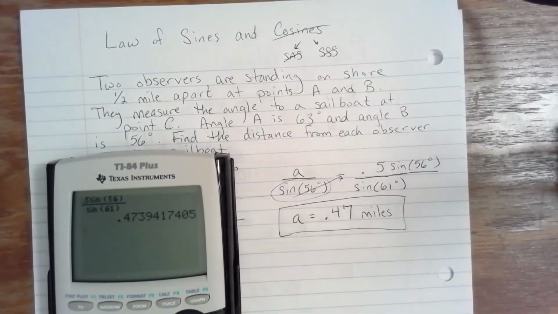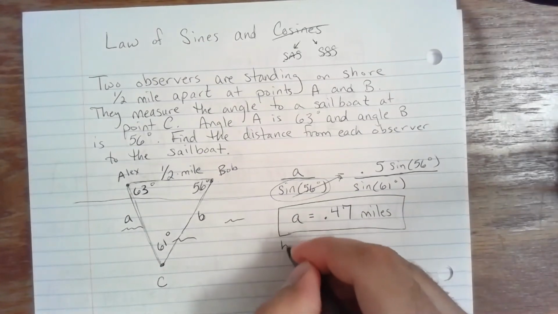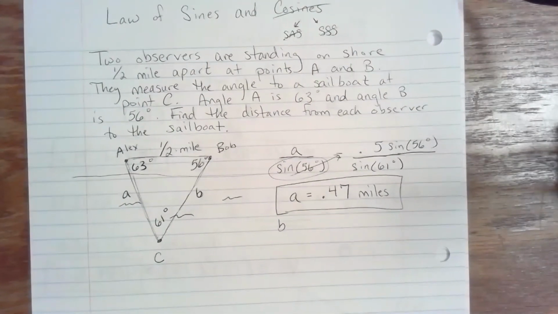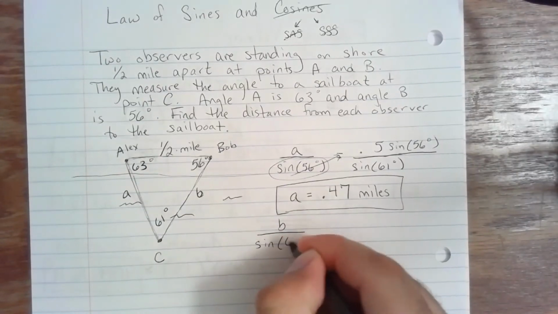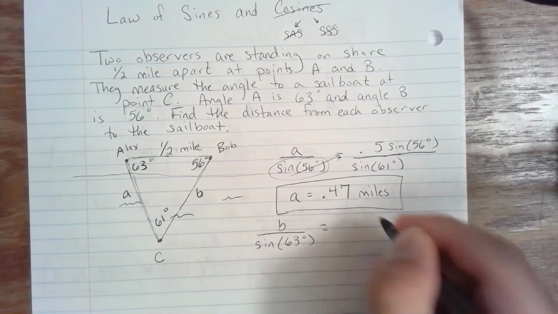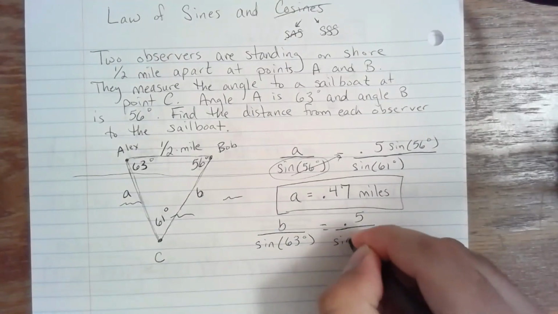Now this is a point in the problem where people are tempted to just bail out and go, well, I've got an answer, I'm good to go. But that's not the case here, because we also wanted to find this little b to represent Bob's distance. Now that corresponds to the angle 63 degrees. And notice we'll use the same setup we used before with the 0.5 and the sine of 61.